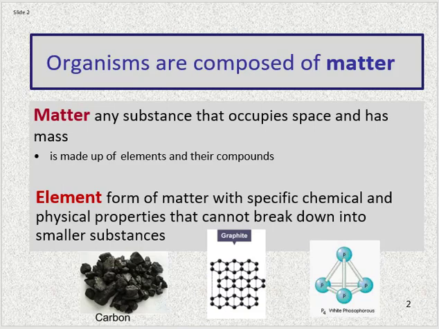What's an element? Elements are unique forms of matter with specific chemical and physical properties that cannot break down into smaller substances by ordinary chemical reactions. There are 118 elements, but only 98 occur naturally. The remaining elements are unstable and require scientists to synthesize them in laboratories.